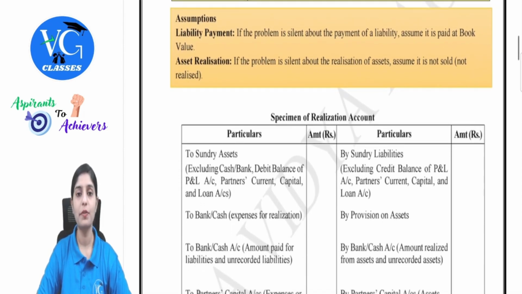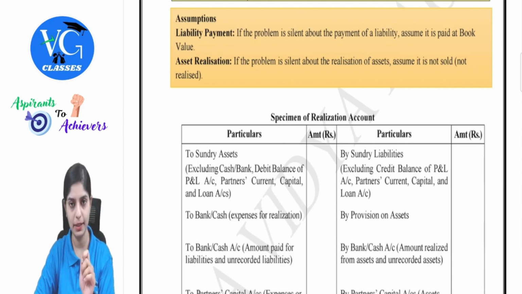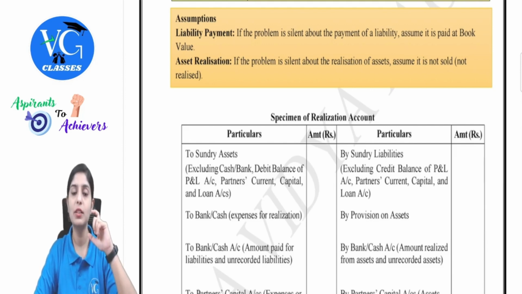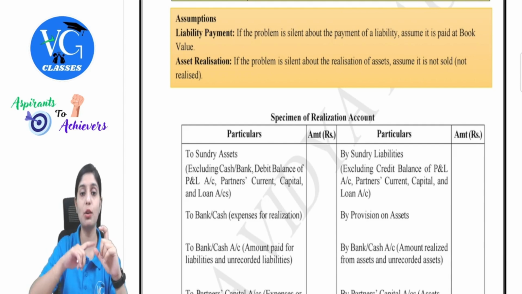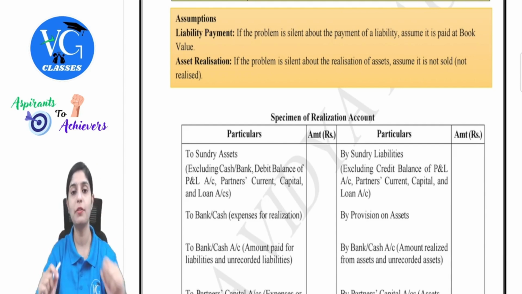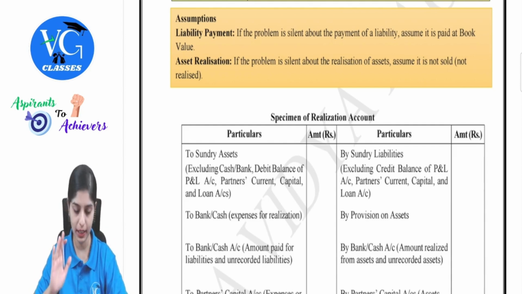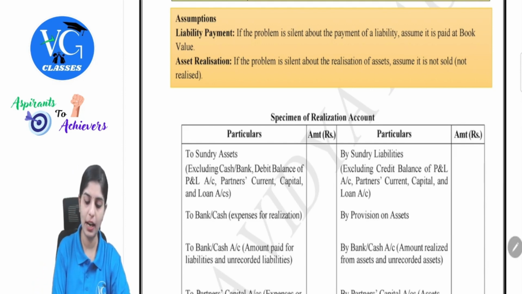Assumptions. Some assumptions we have to observe if the question doesn't speak up anything. Liability payment. If the problem is silent about the payment of liability, sometimes we will transfer all of the liabilities, but there could not be any information available with respect to its payment. If that is the situation, assume it is paid at book value. We will go with an assumption that it is paid at book value.